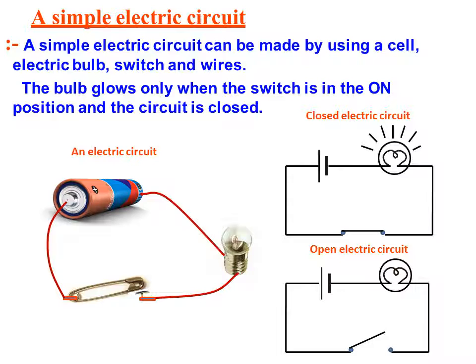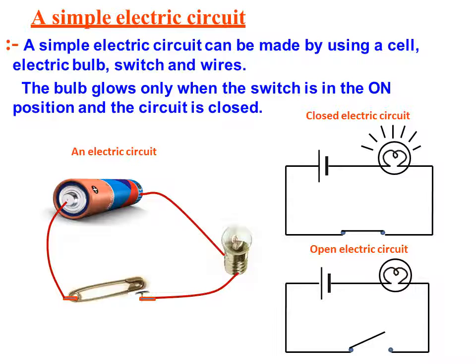A bulb glows only when a switch is in the on position and the circuit is closed. So for this we have to take a cell, that is battery, wires, then the switch, it can be a pin, and a bulb. In a closed circuit, that means if the switch is connected, then the bulb will glow. But if the switch is removed or if the switch is not connected, then the bulb will not glow.